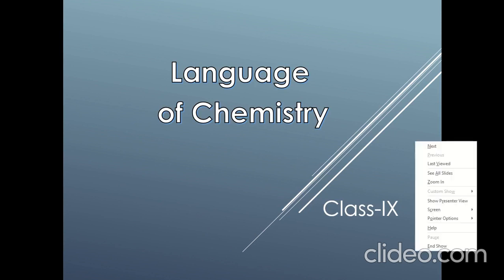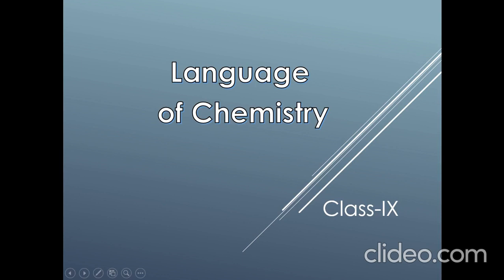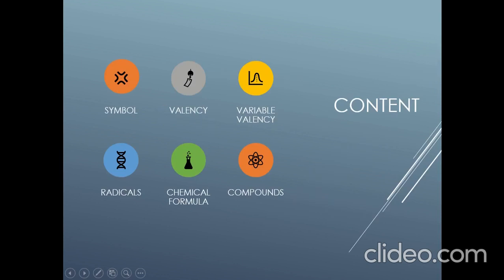The contents of the chapter are symbol, valency, variable valency, radicals, chemical formula, and compounds. Now let us see them one by one.